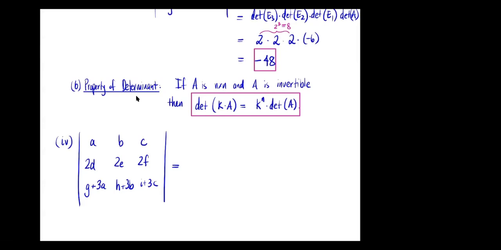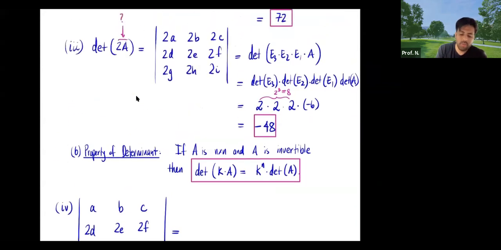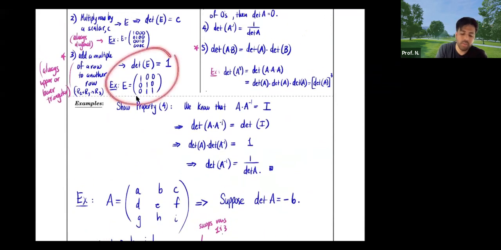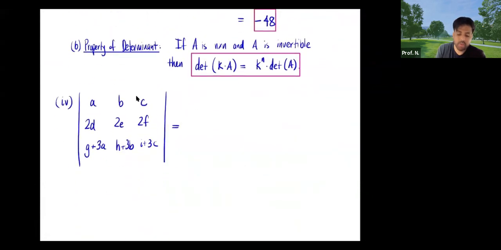You're adding a scalar multiple of another row to that row. Right, I'm adding a scalar multiple of one row to another row. And then what do we know about the determinant of those matrices? They're always equal to what? 1. What does that mean? That means if I add a scalar multiple of one row to another, I don't change the determinant of the matrix. That's really important.